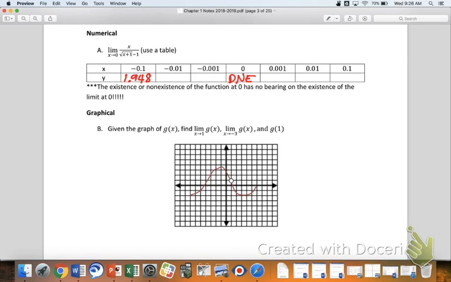Anybody have that negative 0.01? Anna, what do you got? 1.994. Anybody have the negative 0.001? Bailey? 3 nines? Okay. Anybody have any of the positives? The 0.001? 2 point, okay, yeah. 2.3 zeros and a 5. Okay.